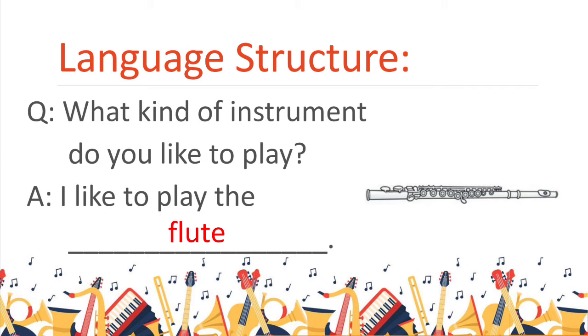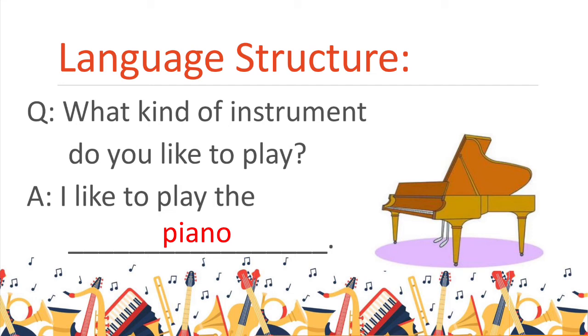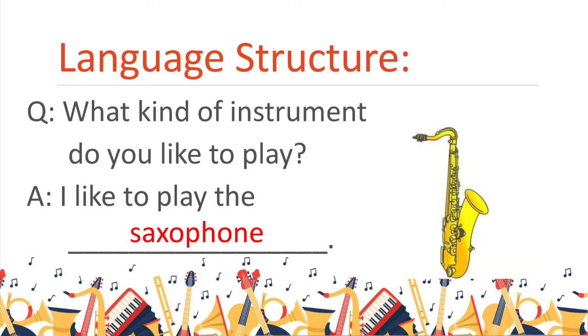Question, what kind of instrument do you like to play? Answer, I like to play the flute. Next, what kind of instrument do you like to play? Answer, I like to play the guitar. Next, what kind of instrument do you like to play? Answer, I like to play the piano. Question, what kind of instrument do you like to play? Answer, I like to play the saxophone.